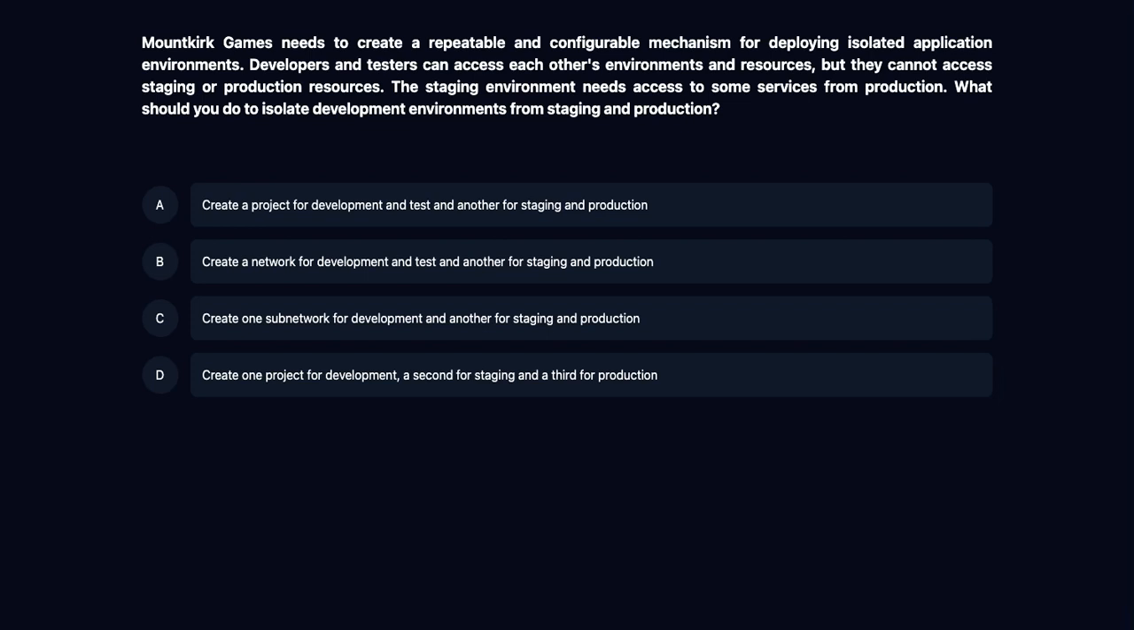Option A. Create a project for development and test, and another for staging and production. Option B. Create a network for development and test, and another for staging and production. Option C. Create one subnetwork for development, and another for staging and production. Option D. Create one project for development, a second for staging, and a third for production.